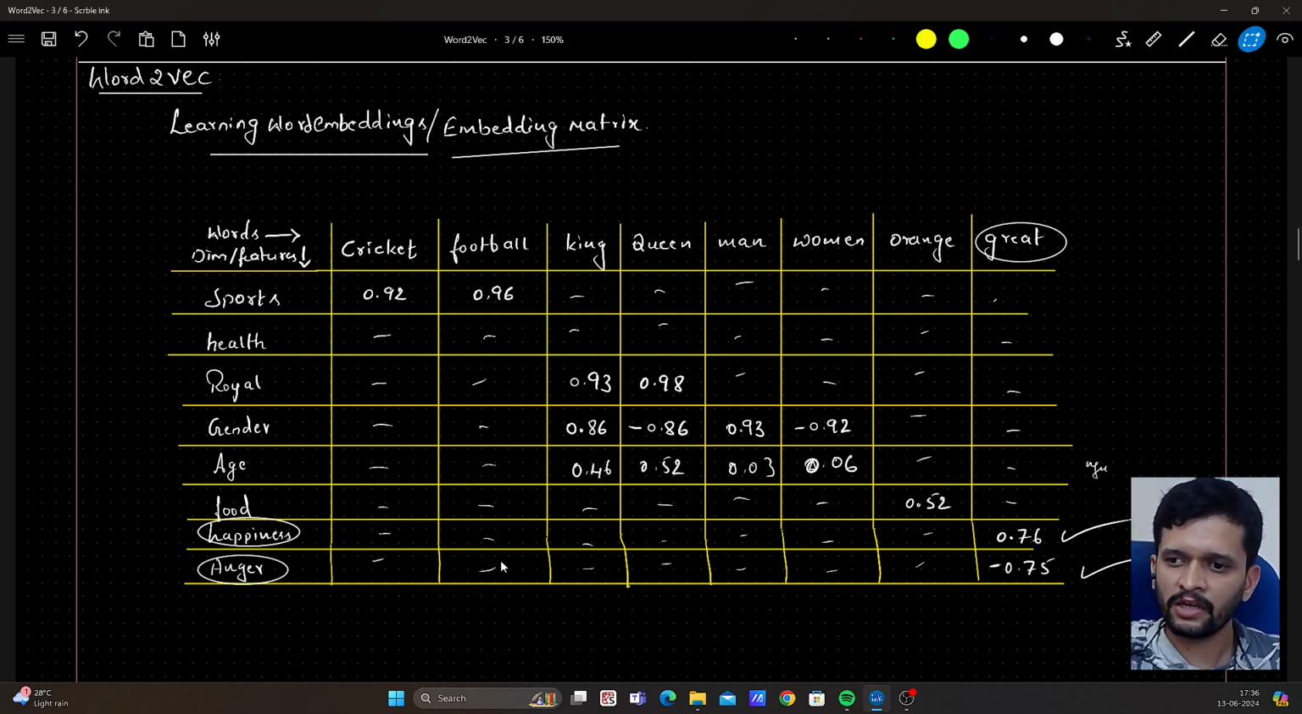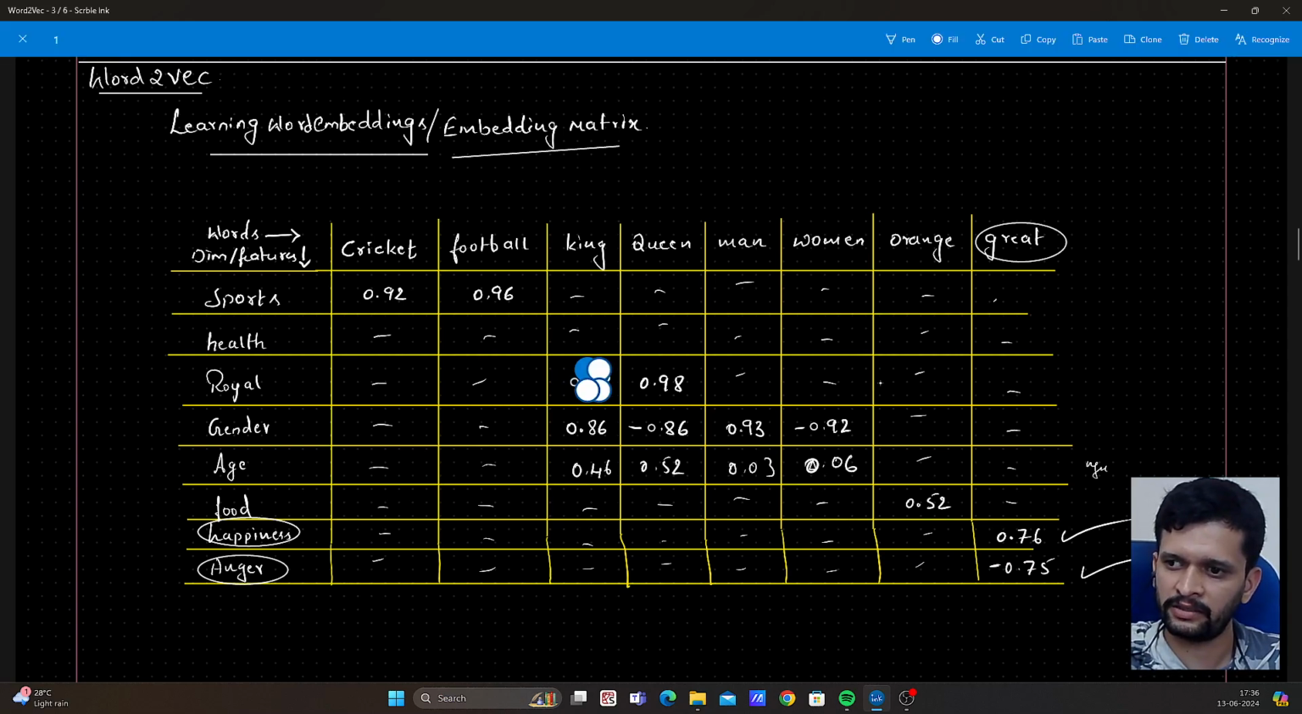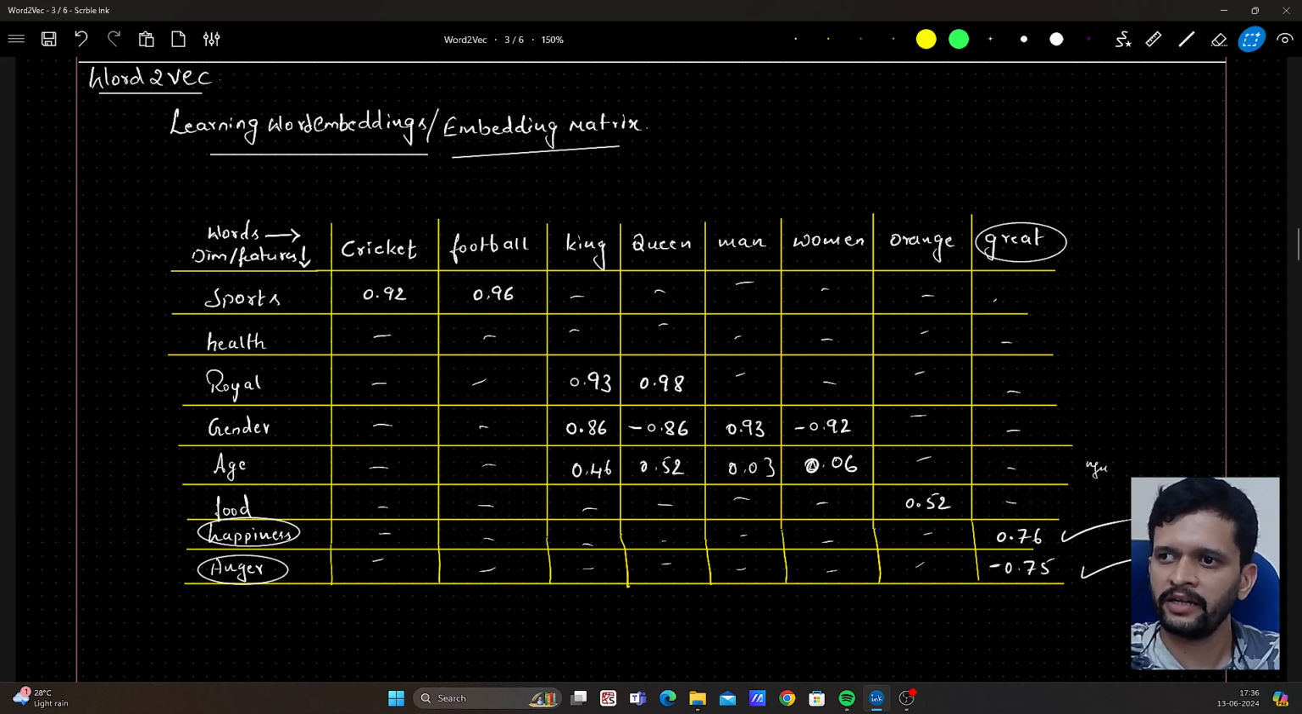Now, if you check king and queen, is it something related to royal? Yes, correct. Kings are supposed to be royal and queens are also supposed to be royal. So for the feature royal, I'll have the high values 0.93 and 0.98. The rest of the values, which are not associated with royal, will have lower values. Cricket is not associated with royal, so it may get a very low value, like 0.03 or something like this.